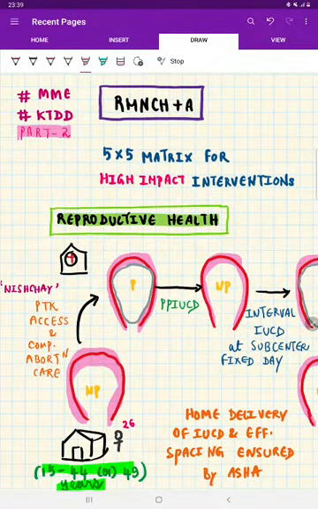Now we'll be discussing and continuing our topic on RMNCH+A. This is part 2. The part 1 video link is in the description. You can check it out if you have not watched. And in this video, we'll be discussing a very important point as far as the RMNCH+A program is concerned, that is the 5 into 5 matrix.